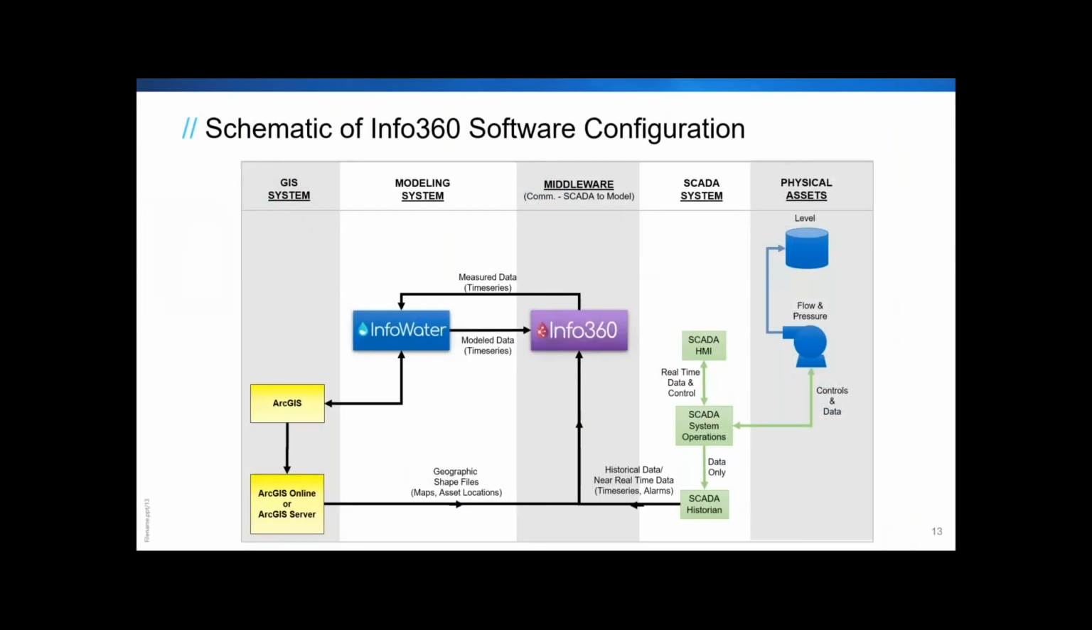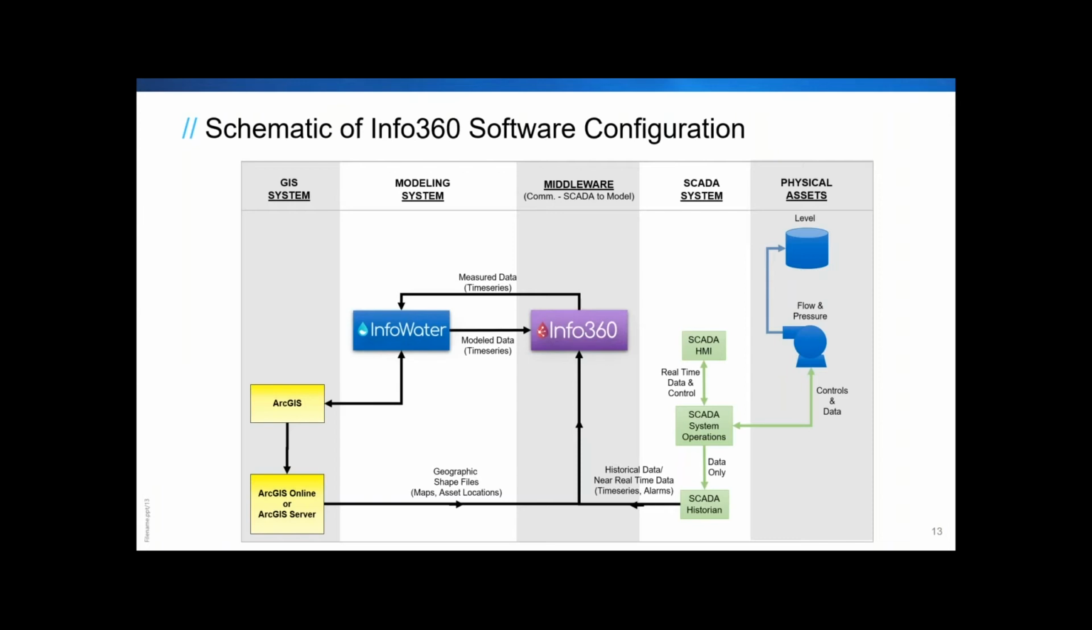So this is a schematic of the configuration of how Info360 works. Basically, it's middleware. It's in between Infowater, it's in between GIS and your Scada historian, where the Scada historian is taking and storing time series data out there. That's being extracted. Also, it can be connected up to ArcGIS, like Infowater is connected to ArcGIS, but you can do ArcGIS Online into Info360, and then you're connecting it to the Infowater model.